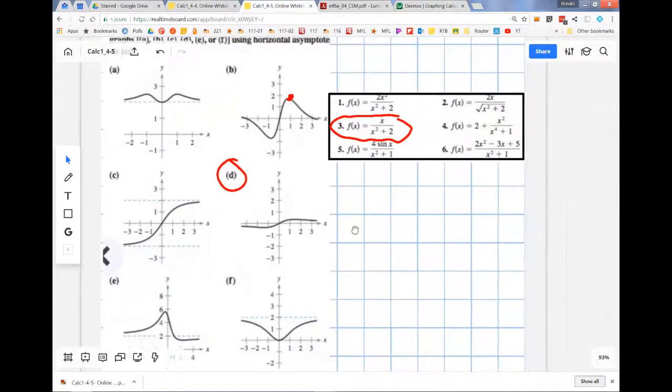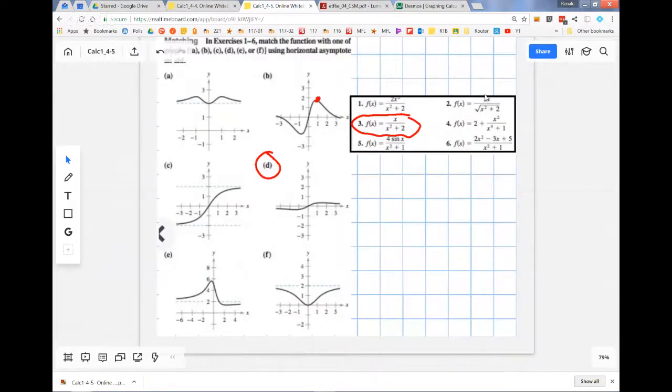Oh yeah, this is interesting too. Let's take a look at number 2 here. Number 2, 2x over the square root of x squared plus 2. Now, I know this is grossly simplified, but what happens when you take the square root of x squared? That's just an x, right? I know there's a plus 2, and I can't ignore that.